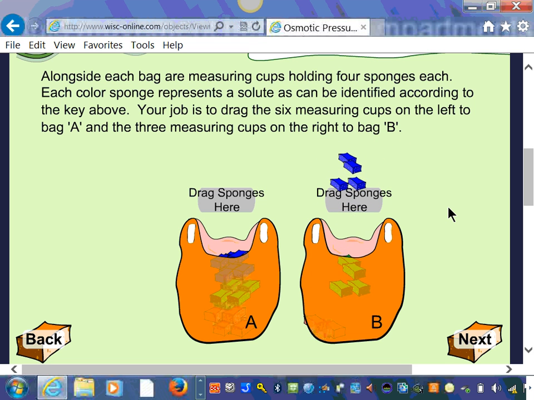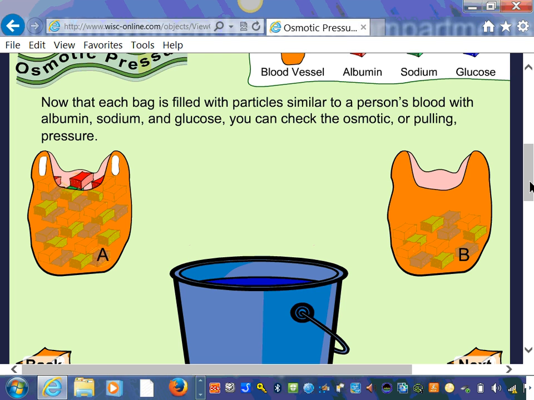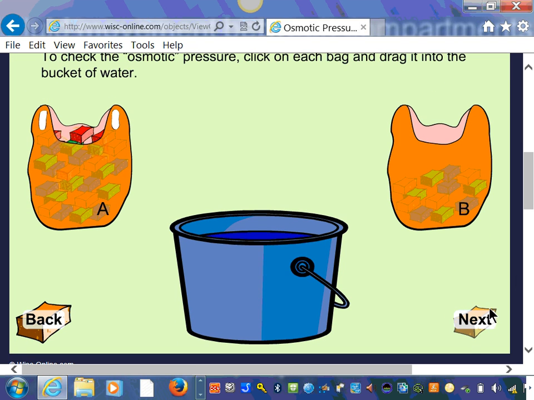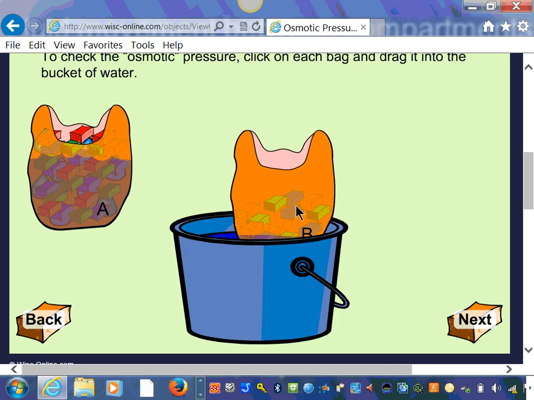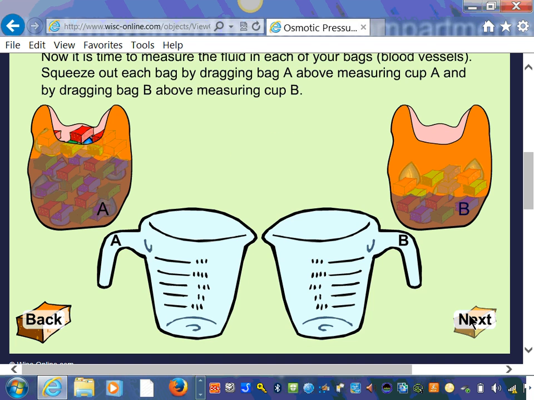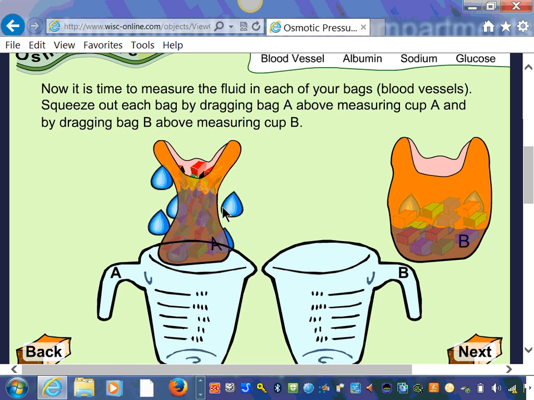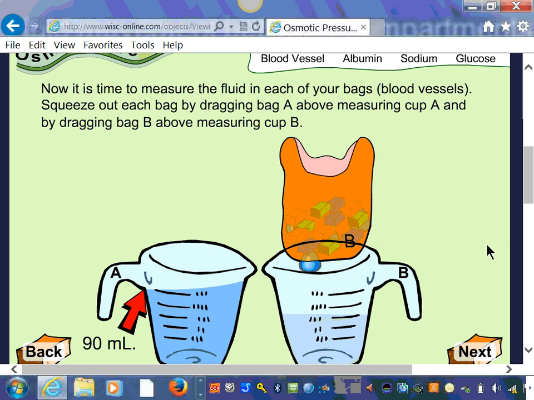So you can automatically see B has fewer solutes than A does. Now it says each is filled with particles similar to a person's blood, that means with solutes like albumin, sodium, glucose, and we can check the osmotic or pulling power. So you click on each bag and drag it into this bucket of water. Then we measure the fluid in each of the bags, which is in the blood vessel. So let's take bag A. We'll do B.